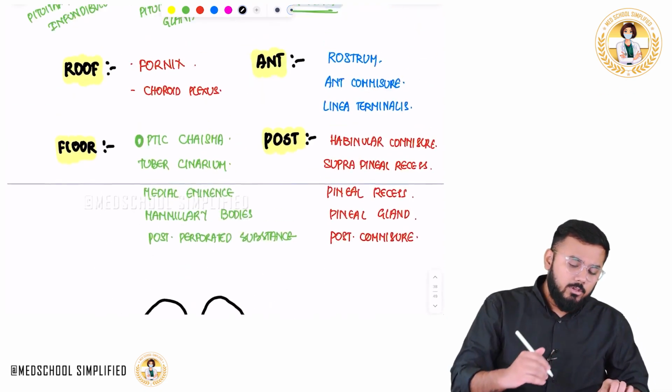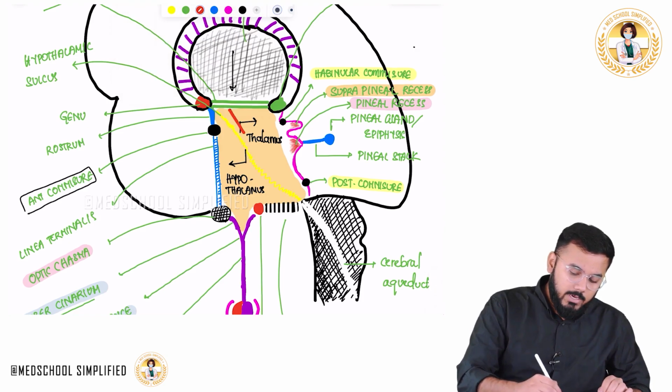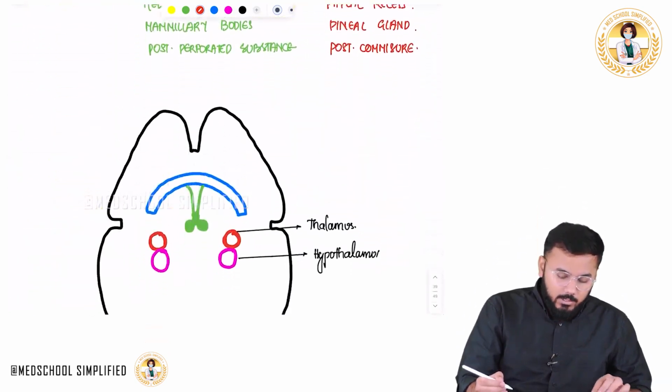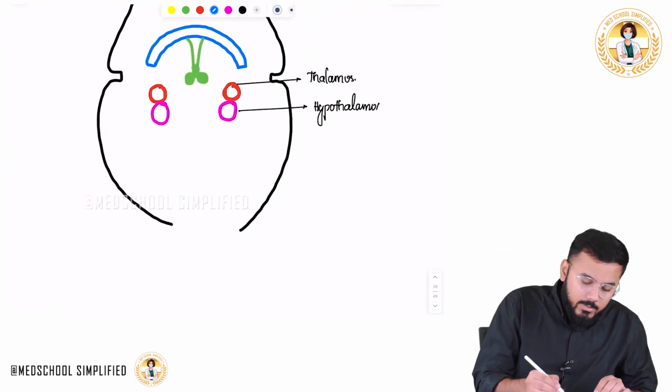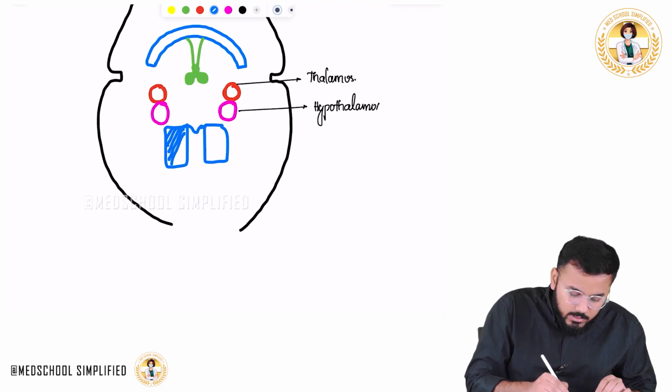Hypothalamus. Now beneath your thalamus and hypothalamus, what is the structure you have got? Just look here. Beneath the thalamus and hypothalamus, you have got your midbrain, right? So beneath the thalamus and hypothalamus, let us say you have got your midbrain like this. Okay, so this one is your midbrain.